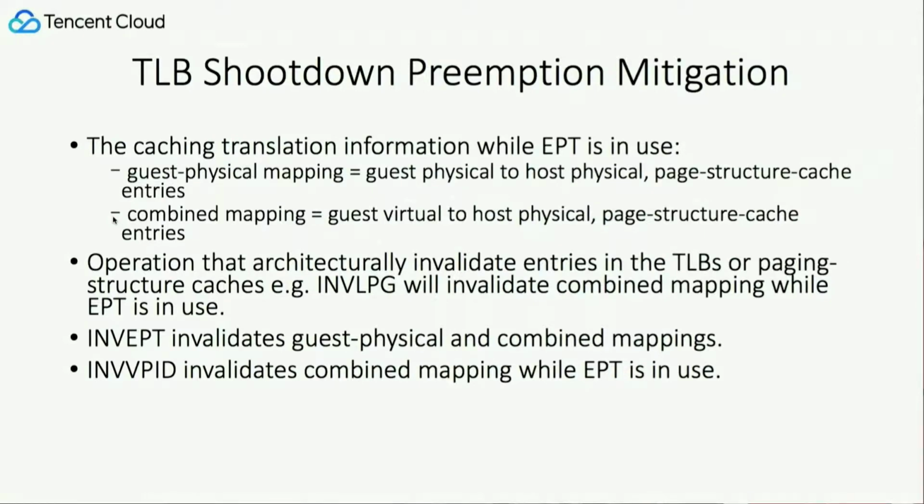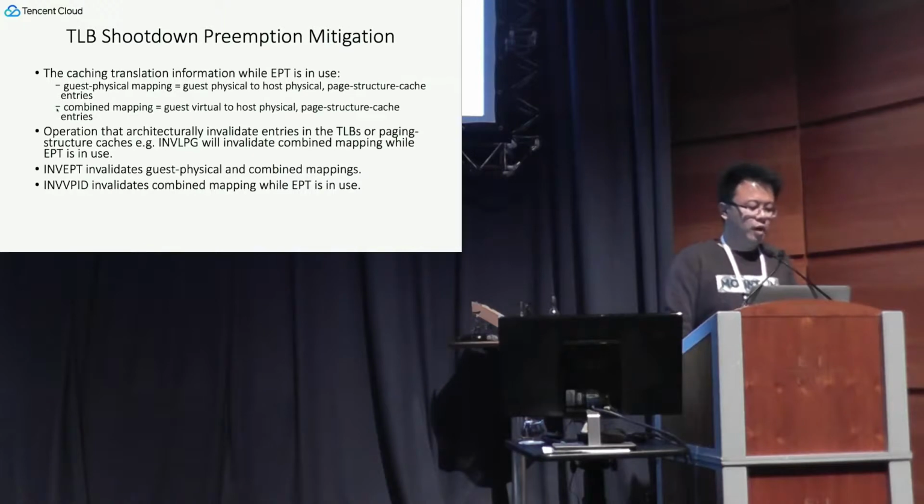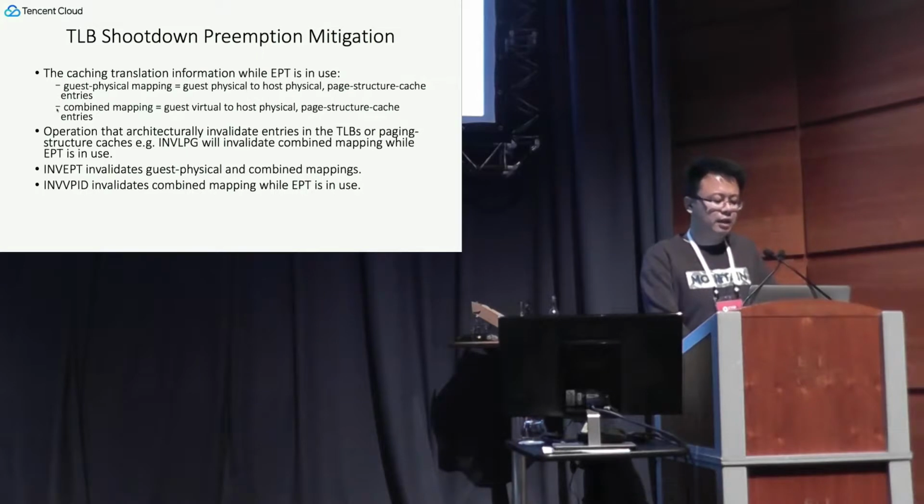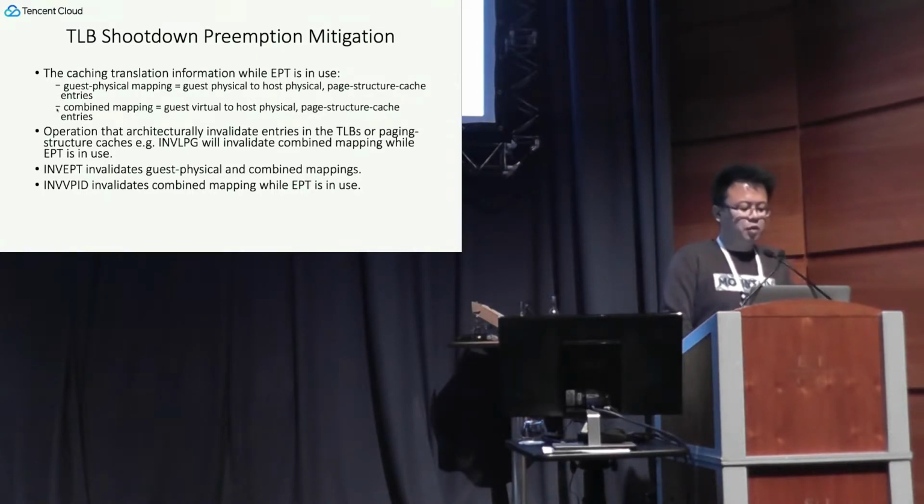There are two cached translation information while EPT is in use. One is guest physical mapping. It is guest physical to host physical mapping. The other one is combined mapping. It is guest virtual to host physical mapping. Operations that architecturally invalidate entries in the TLB, for example, through the INVLPG instruction, will invalidate combined mapping while EPT is in use. There is a virtualization instruction, INVVPID. It also invalidates combined mapping while EPT is in use. So the effect between the guest executing the INVLPG instruction to invalidate the TLB is the same as KVM using INVVPID to invalidate the TLB.